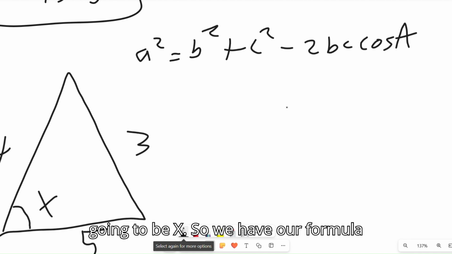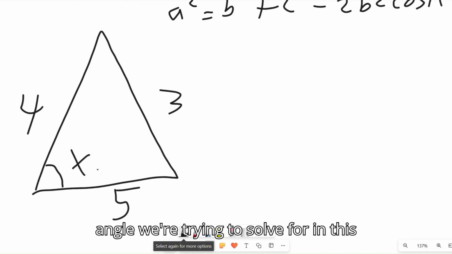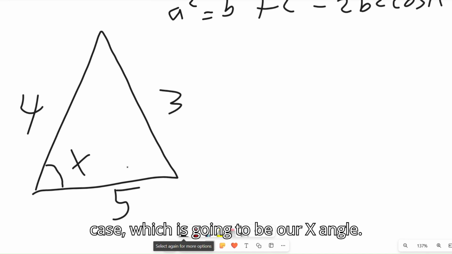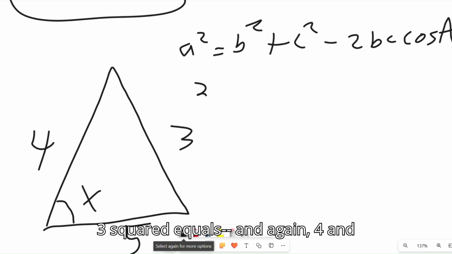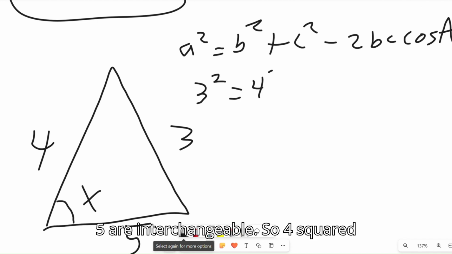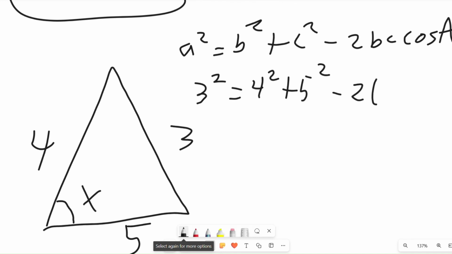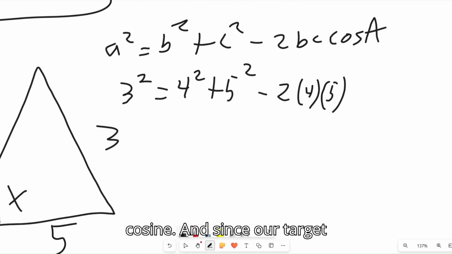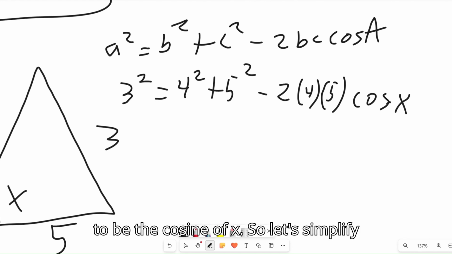So we have our formula here. Our target angle is going to be the angle we're trying to solve for, in this case our x angle. So the side opposite the x angle is 3. So 3 squared equals, yet again, 4 and 5 are interchangeable, so 4 squared plus 5 squared minus 2 times 4 times 5 times cosine, and since our target angle is x, it's just going to be the cosine of x.